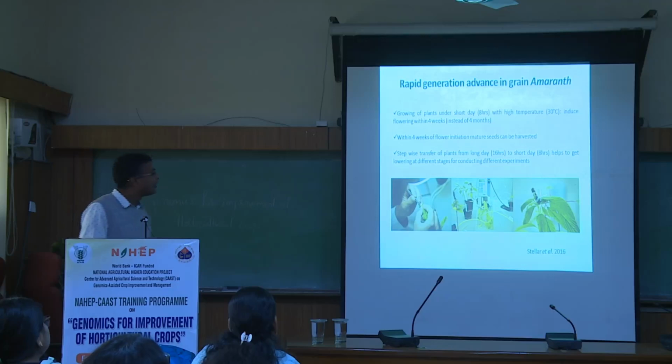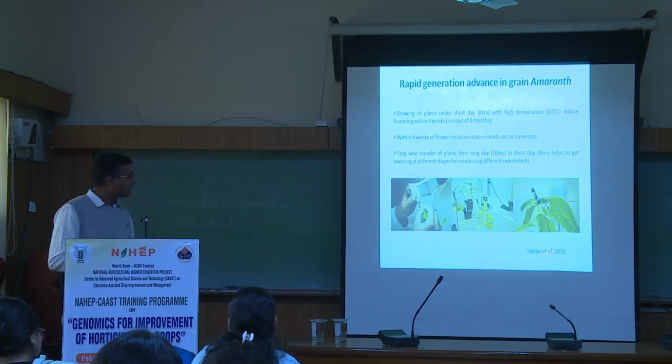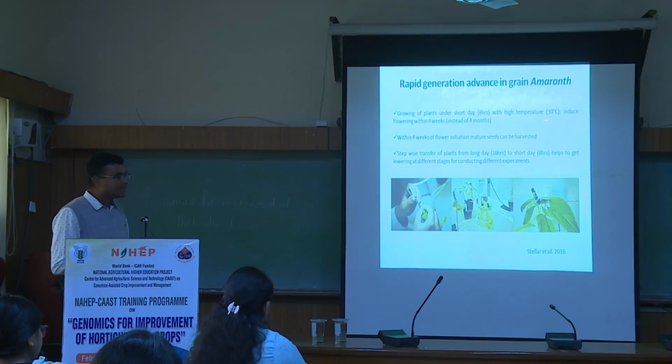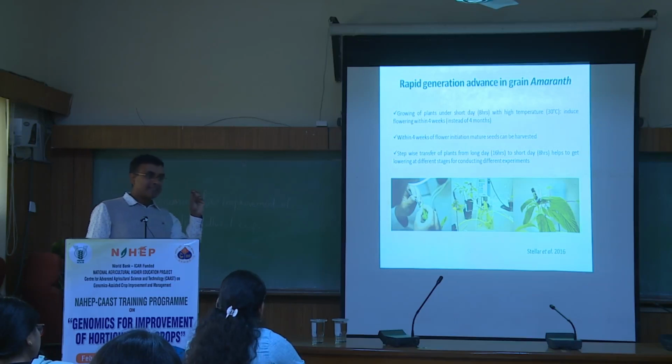And I have got only one example, in the case of grain amaranth. That is a short day crop. Here, Stetter et al. in 2016, this paper came in, I think, Frontiers. They modified the growing condition to 8 hours of light with a temperature of 30 degrees Celsius. So within 4 weeks, they are getting flower initiation instead of 3 months. So it has been reduced to one third of the cycle.